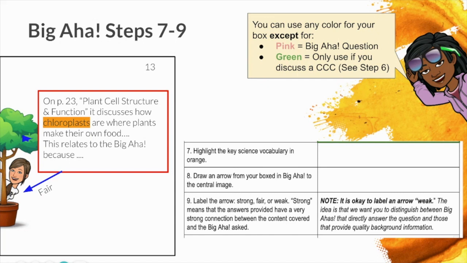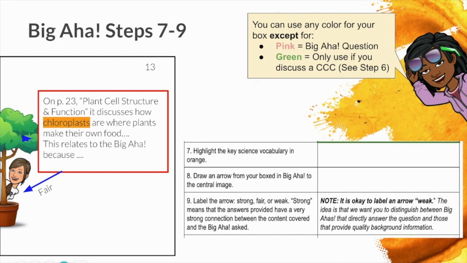And then after you've done that, you are going to draw an arrow. You're going to put a box around, step 8, that particular big aha. So the page 23 big aha answer. And you can use any color except for pink, because pink is the big aha question, and green deals with a cross-cutting concept. That's step 6, and I'm going to make a separate video about that just because it's a whole extra level of complexity. So just know that your boxes are going to be any color except for green and pink.